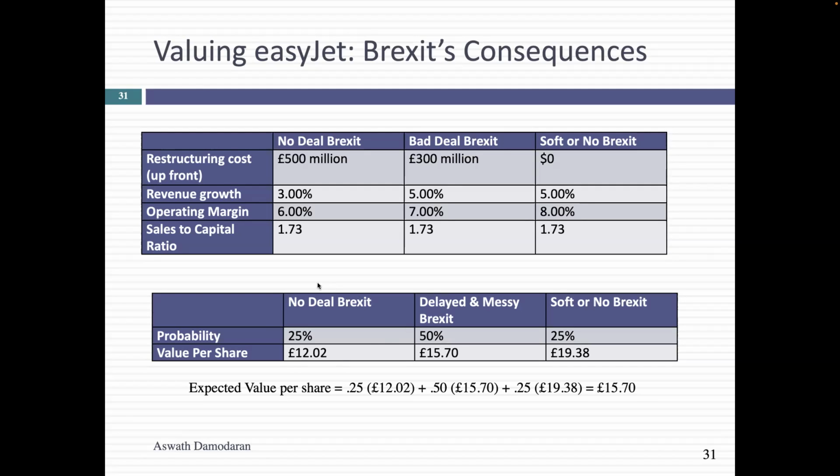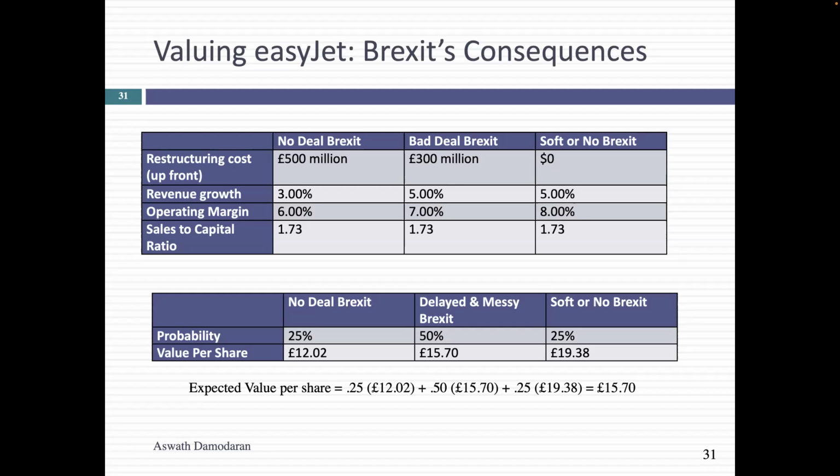One was what I call no deal. Now, at that time, the EU and the UK were still negotiating. No deal, think of that as hard Brexit. The UK leaves with no deal. No deal would be catastrophic for EasyJet. You can see the value per share drops to 12.02. The second is there's a deal, but it's delayed and messy. The value that you get is 15.70. The third is you get soft or no Brexit, 19.38. 3 scenarios, 3 very different outcomes, 3 values.